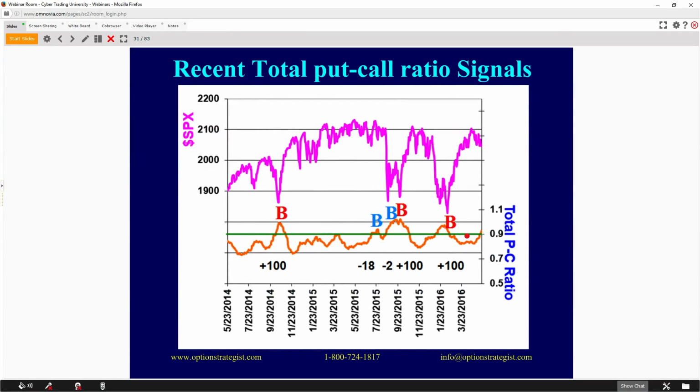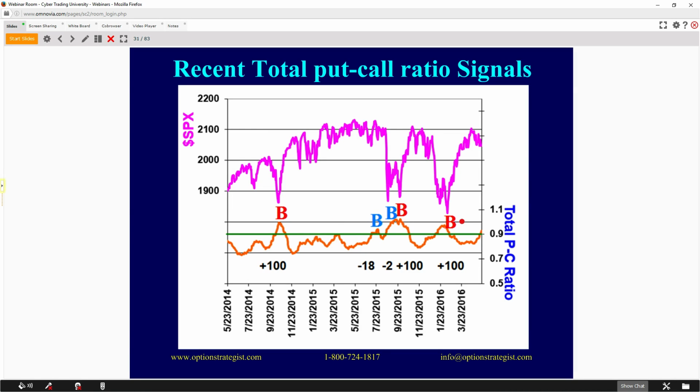And this green line right there is drawn at the 0.9. So when the 21-day moving average, again, I'm using a 21-day moving average here, of the total put call ratio reaches 0.9 or higher, the market is in an oversold state. And we wait for it to roll over like this to give us that classic buy signal. And when that happens, then we expect SPX to rise by 100 points.